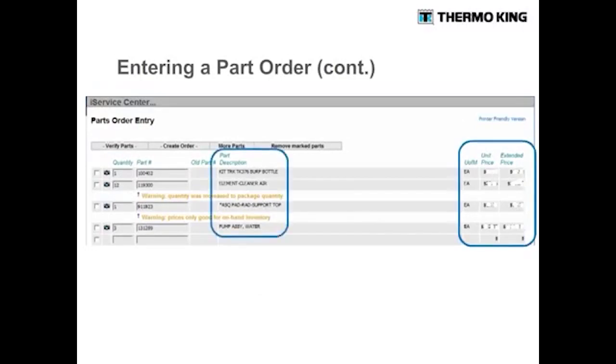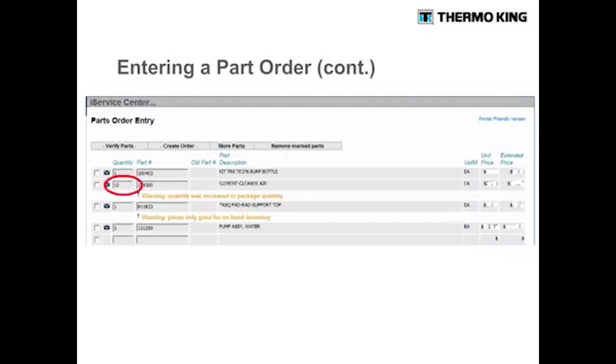Here you see the pricing and description fields have populated. You can also see that the quantity for part number 119300 has changed from 3 to 12. This is because this part can only be purchased in package quantities of 12. iService will always tell you when it makes a change to your order. It will also tell you if a part may not be in stock and other messages that pertain to any part on your order. Once all parts have been entered, click the Create Order button above.